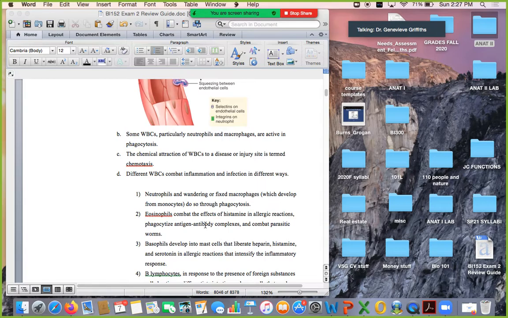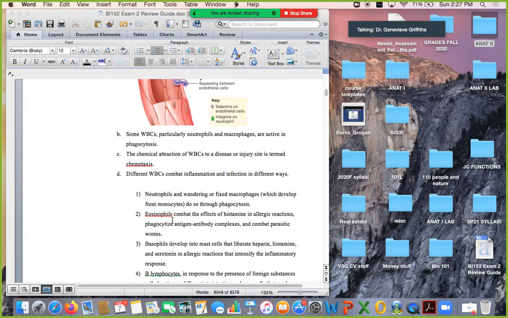Now, we have a couple different types of macrophages. So we can have fixed or wandering, basically. So we have neutrophils and then macrophages, which can be wandering or fixed. And these guys are going to attack foreign invaders by a process called phagocytosis. Basically, they're going to reach out with their cell membrane, wrap around and engulf a foreign invader, and then pull it into their cell. And then once it gets pulled in, it's going to go through something similar to what you saw with the red blood cells in terms of being broken down and recycled for their basic components.